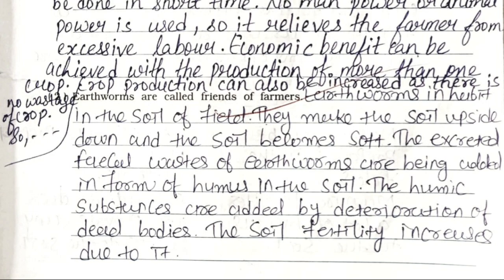Second one, earthworms are called friends of farmers. Earthworms inhabit the soil of the field. They turn the soil upside down and the soil becomes soft. The excreted fecal waste of earthworms is added in the form of humus to the soil. Humic substances are also added by decomposition of dead bodies. The soil fertility increases due to it.